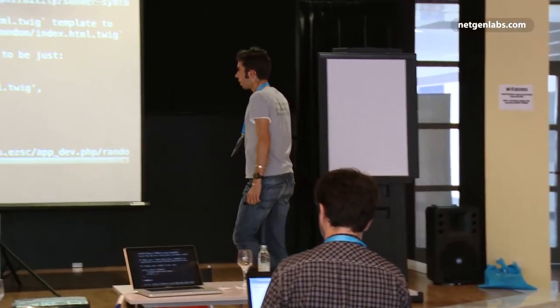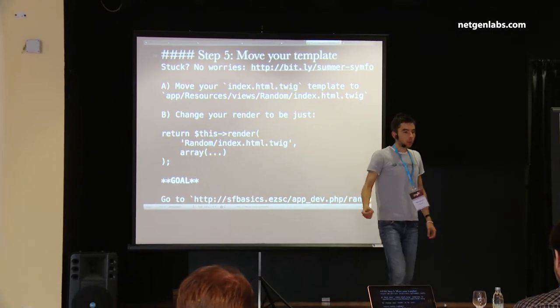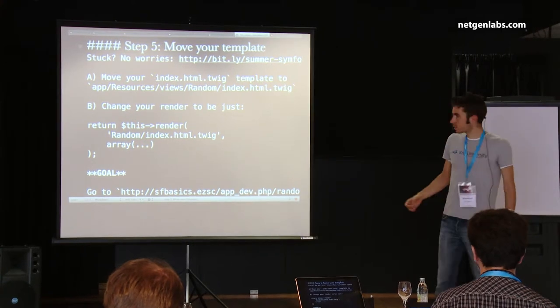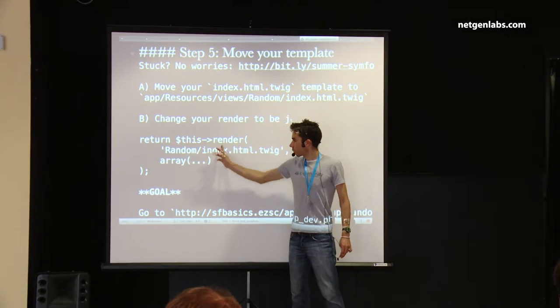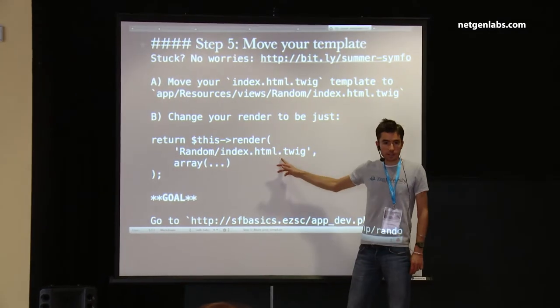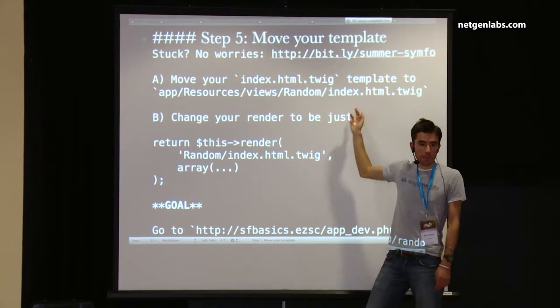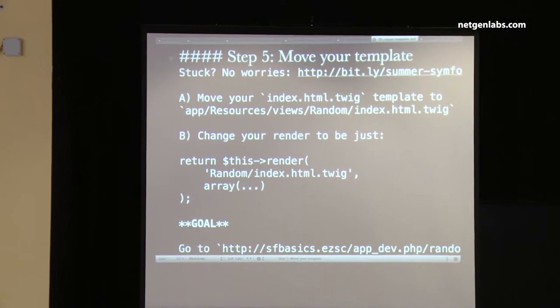So the render call becomes very simple now. When you call render inside of Symfony, the first place it looks is inside of app/Resources/views. So we just say render random/index.html.twig, and it looks inside of app/Resources/views for that path. Very simple, no magic. It just looks inside that directory.